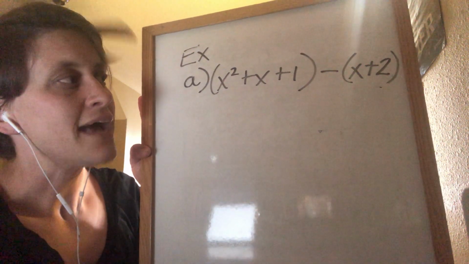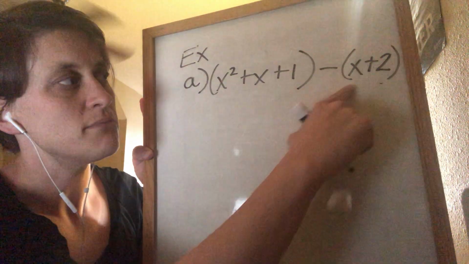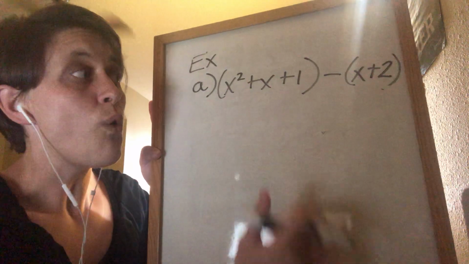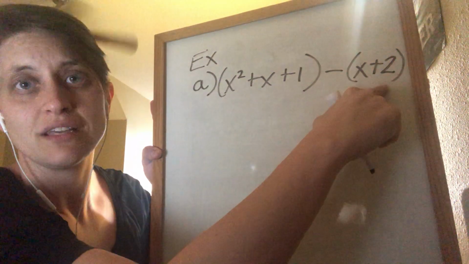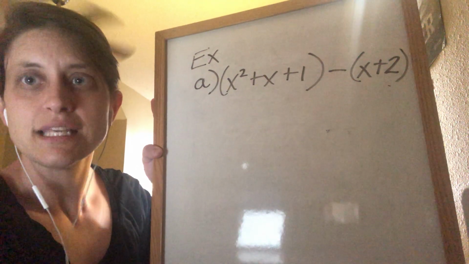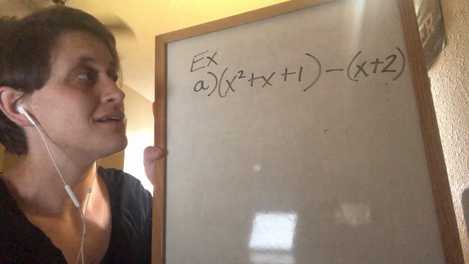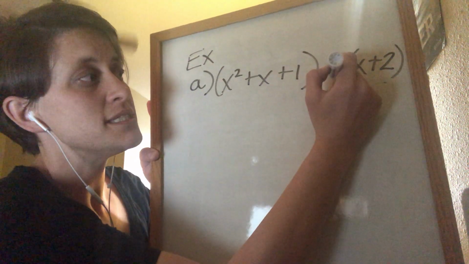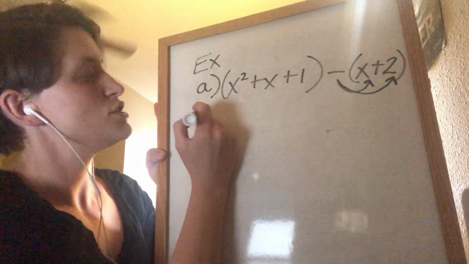You can think of it as distributing the minus throughout that second set of parentheses, so minus x minus 2 and changing it to a plus. Or you can change this to a plus and just change the sign of everything in here. It's exactly the same thing, no matter which way you choose to do it. It just depends on how you like to think about it. Personally, I like to distribute. So what I'm going to do is take this minus and distribute it to the x and to the 2.